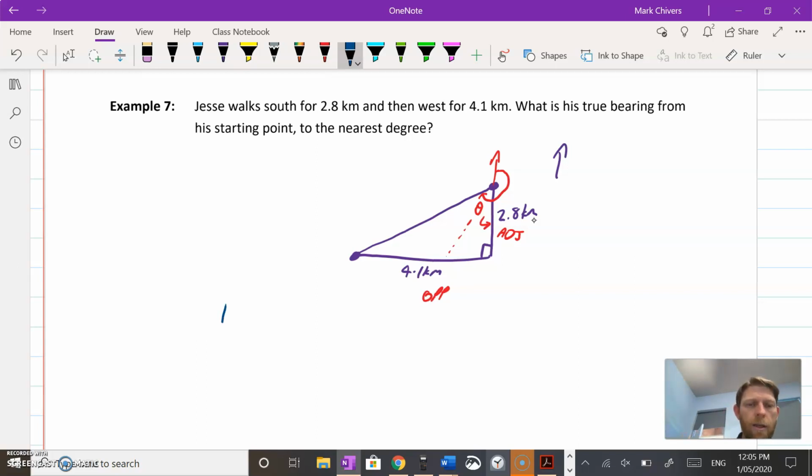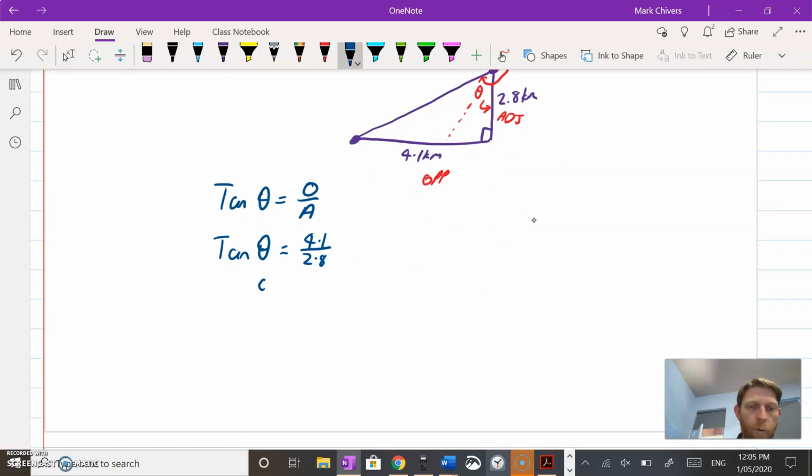So we'll say that tan theta equals the opposite over the adjacent, and in this case, the angle's the bit we don't know, so it's going to stay as theta, but the opposite we know is 4.1, and the adjacent we know is 2.8. So I can then say that theta, that angle that I want to know something about, is tan to the minus 1 of 4.1 over 2.8.